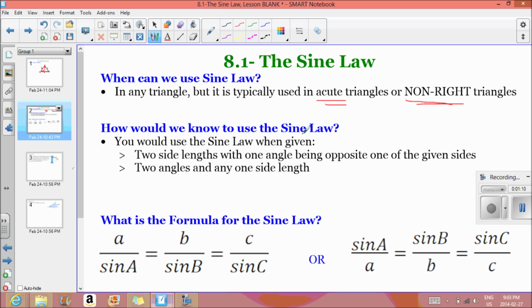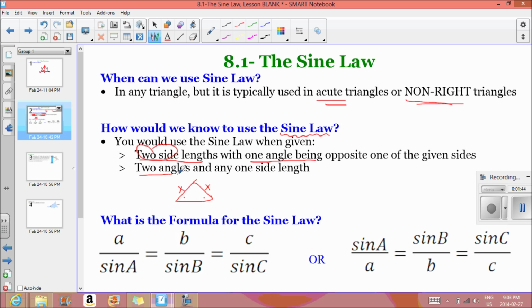The different cases that we can use the sine law: there's going to be, again, sine law versus cosine law, and you're going to have to be able to recognize when to use each. So the cases that you would use sine law is when you are given any two side lengths with one of the angles, but that one angle that's given must be opposite one of the two side lengths. So for example, if this is a triangle, if you were given this side length and this side length, you would have had to have been given this one angle, for example, because it's opposite, or you could have been given this angle because it was opposite.